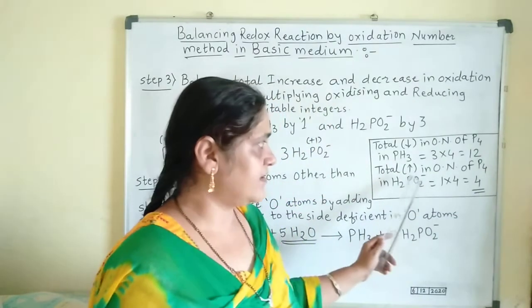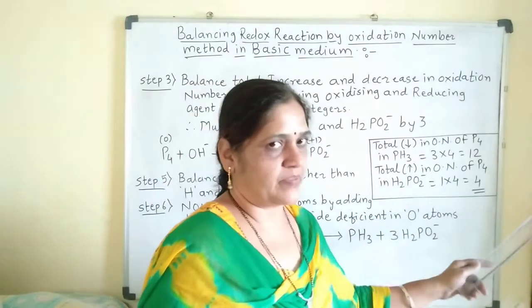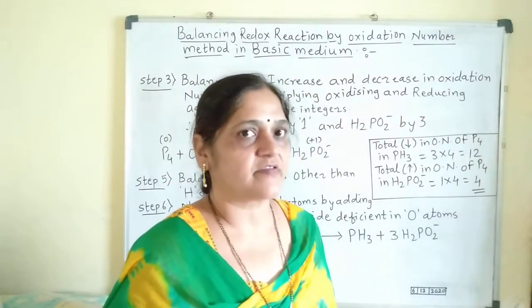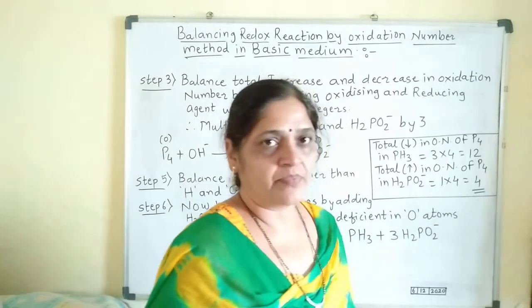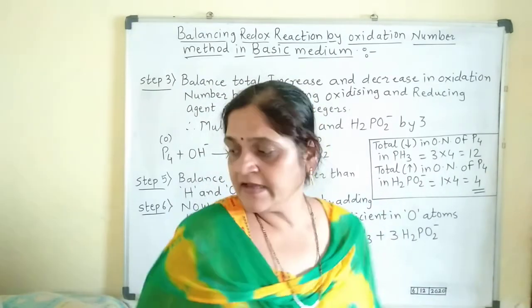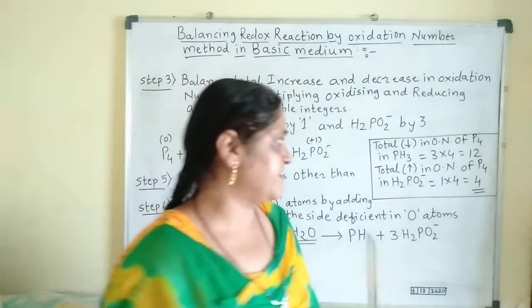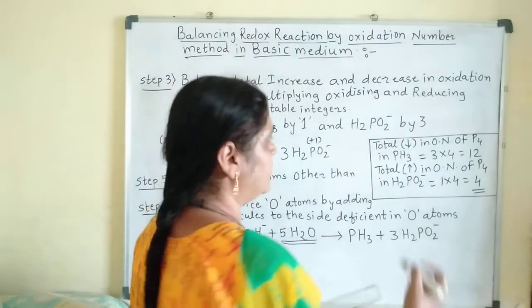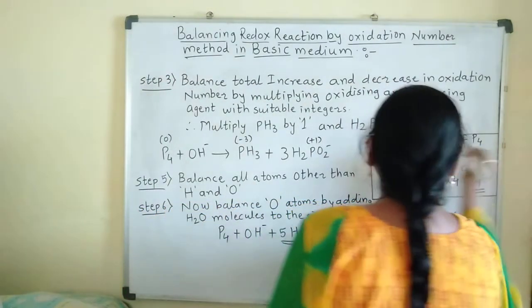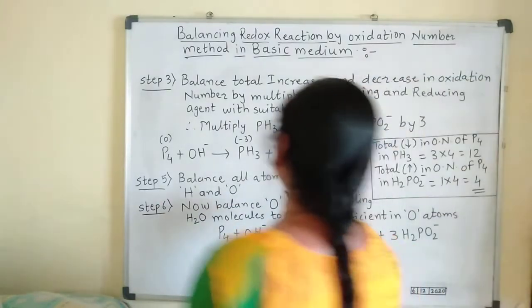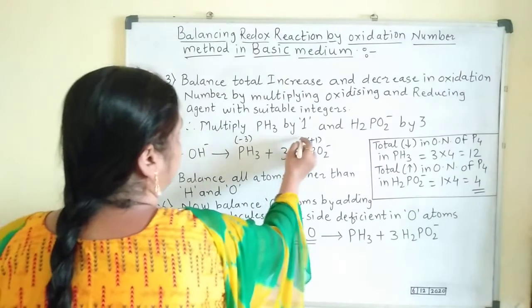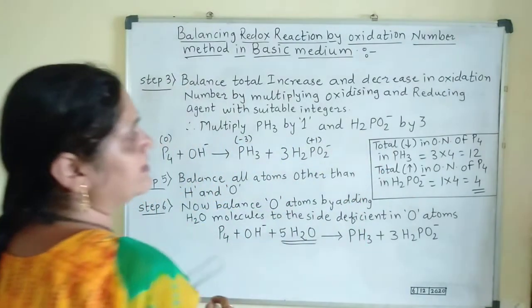And total increase in oxidation number of P4: every phosphorus atom shows increase in oxidation number by 1. Therefore 1 multiplied by 4 is equal to 4. Now we have to balance this increase and decrease in the oxidation number. So here total increase is 4 and total decrease is 12. Therefore what we have to do? We have to multiply PH3 by 1 and H2PO2 minus by 3.